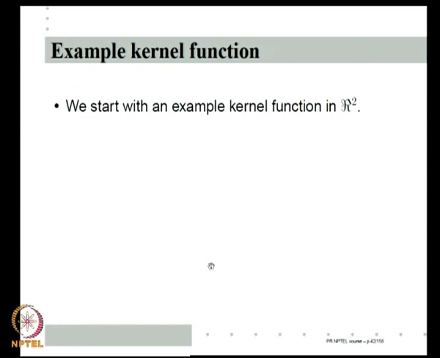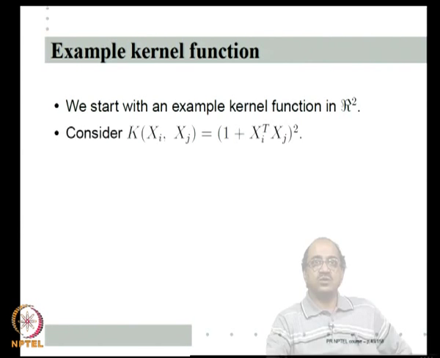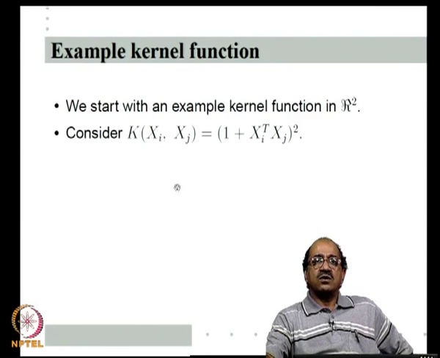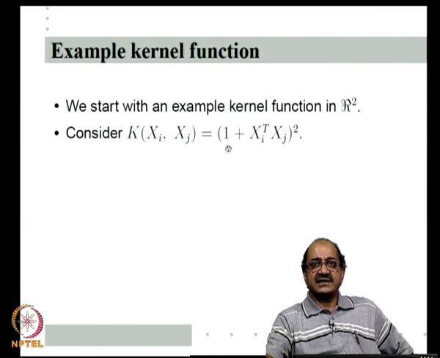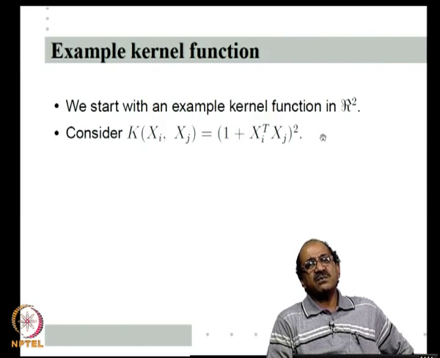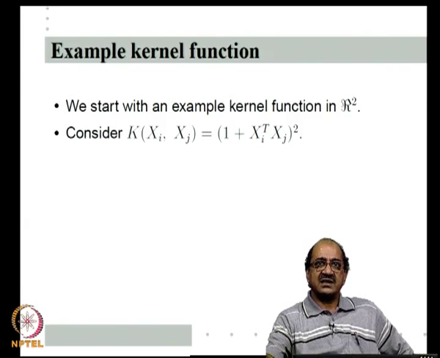So, now let us ask, where do kernel functions come from? Let us start with a simple example in 2-dimensional feature vectors. Let us say we are working in R2. Take a kernel function k(xi, xj) = (1 + xi transpose xj) whole square. As I point out, this is about as expensive as computing xi transpose xj.